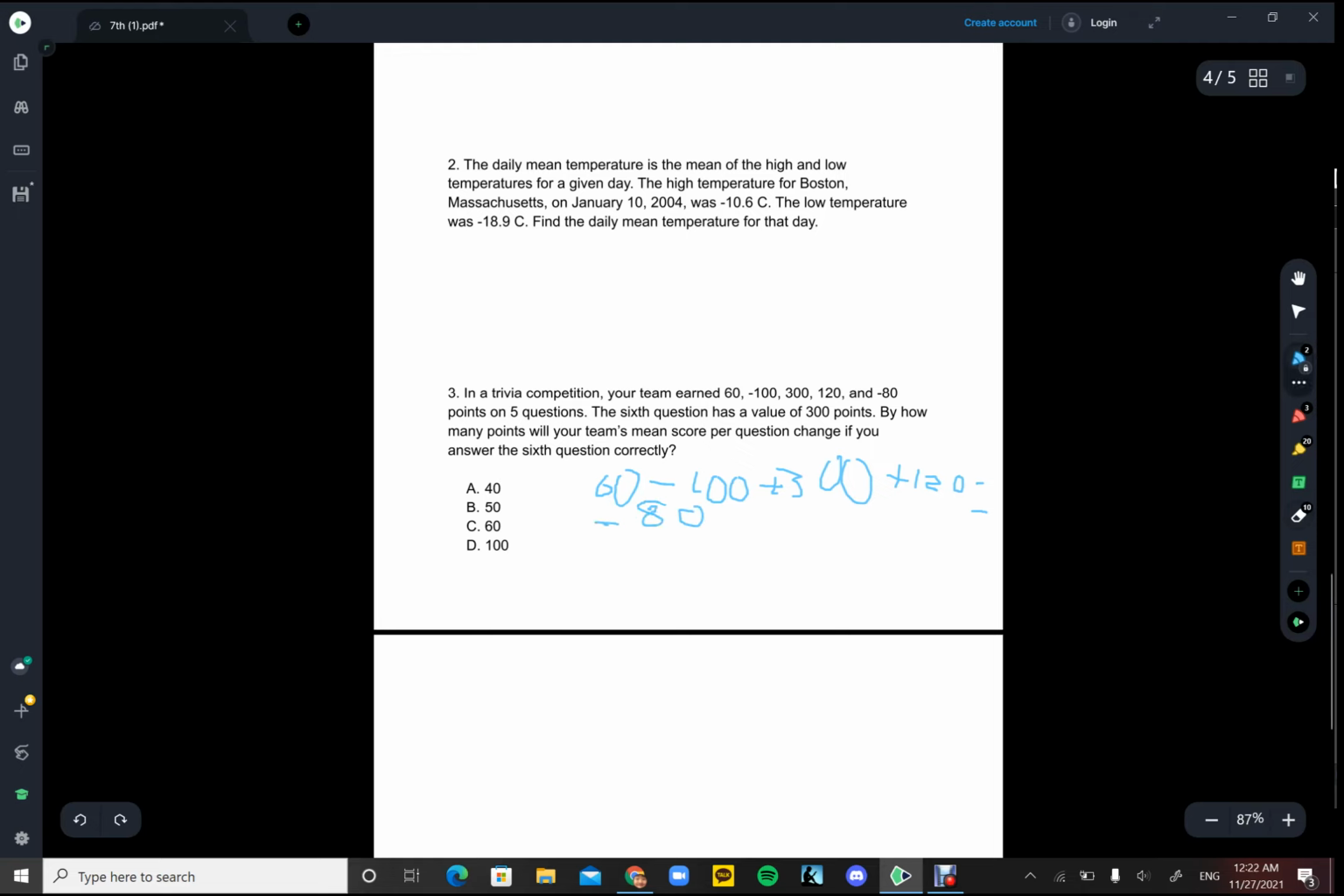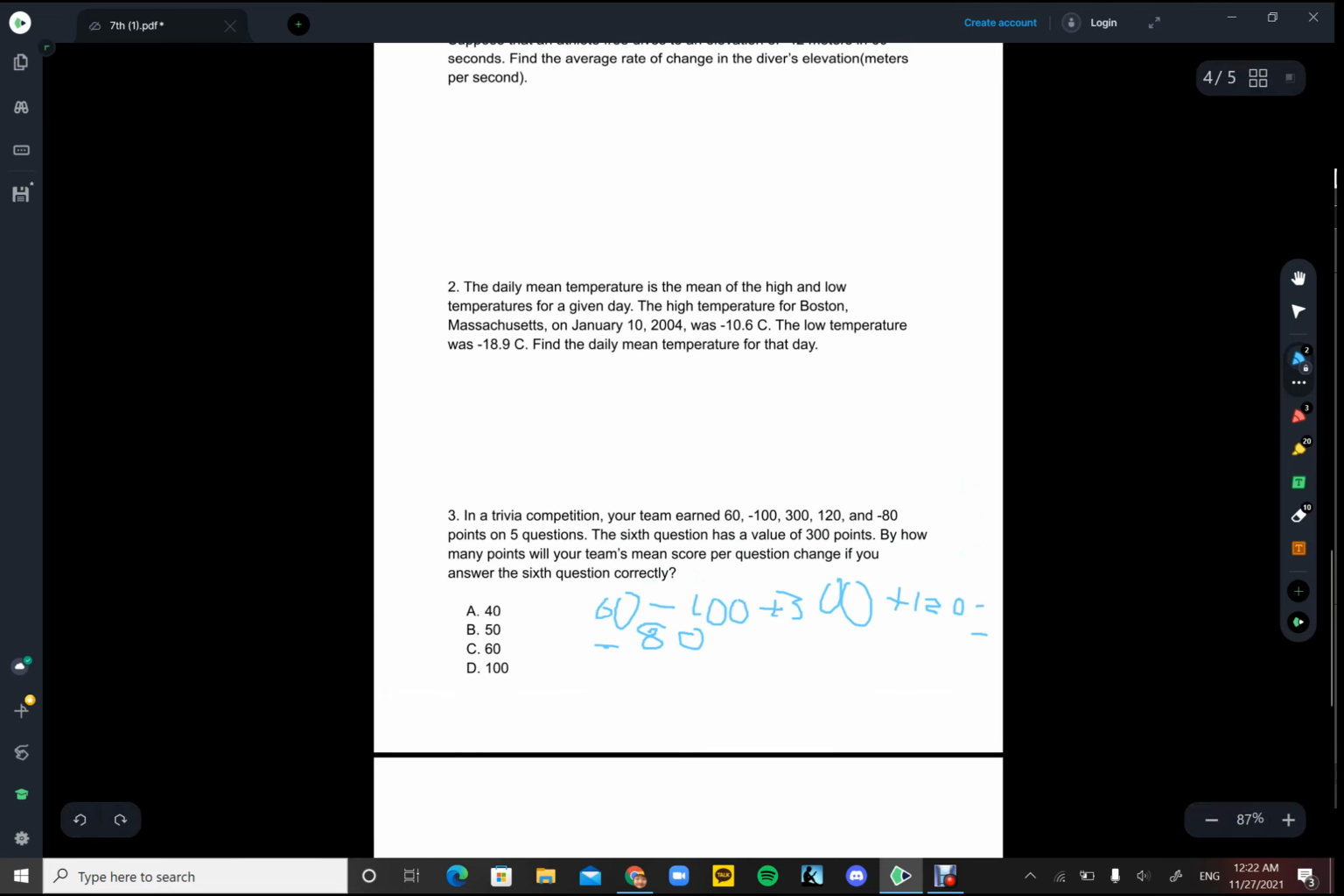So when you add all of them up, 60 minus 100 would be negative 40. Negative 40 plus 300 would be 260. And 260 plus 120 would become 380. And 380 minus 80 would equal 300.